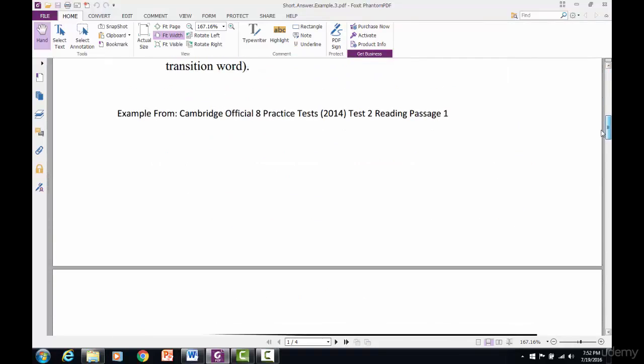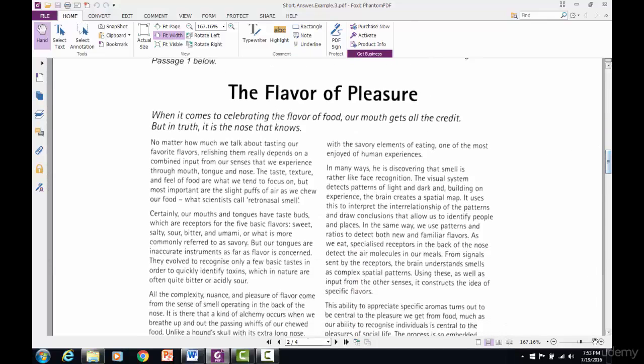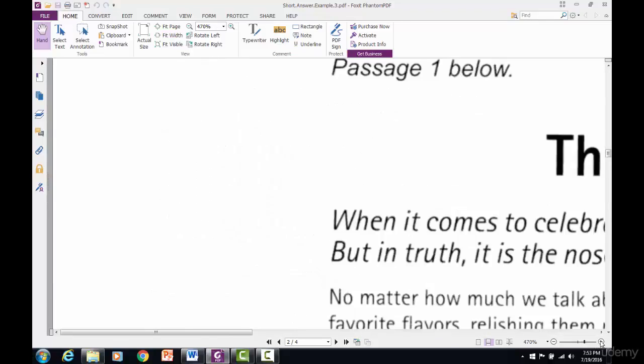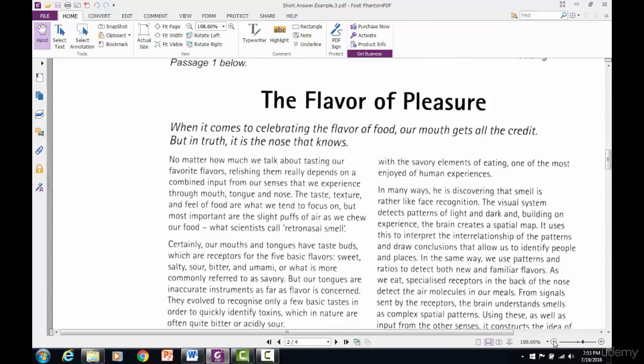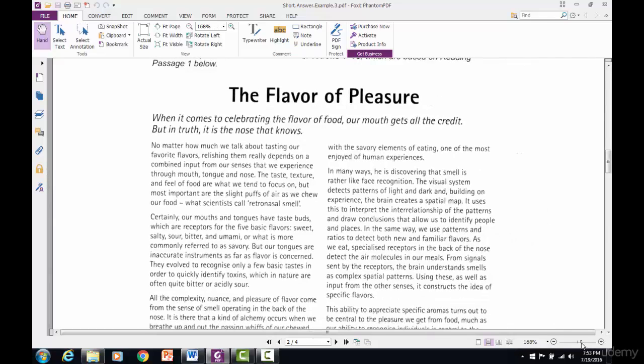All right, this is from the Cambridge Official IELTS 8 practice test. This is test 2, reading passage number 1. The flavor of pleasure. Nice. Oh, that's too big. Let's make it a little bit smaller. Yeah, I like 168. All right, the flavor of pleasure.